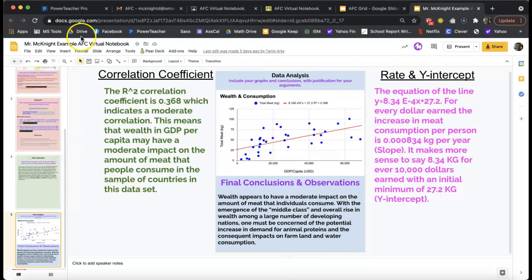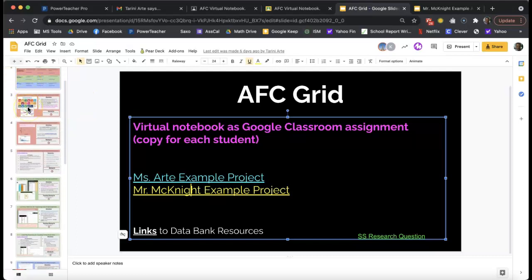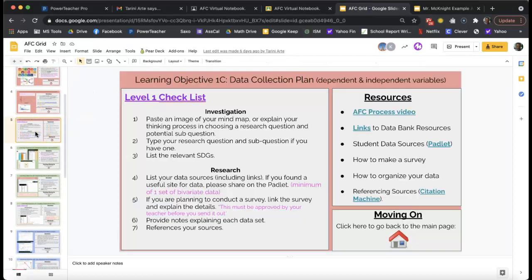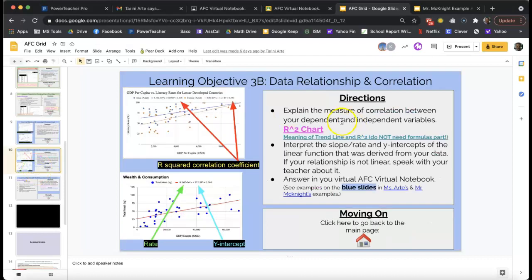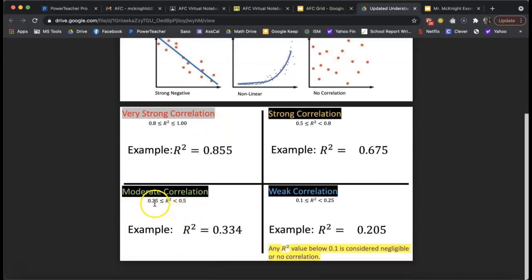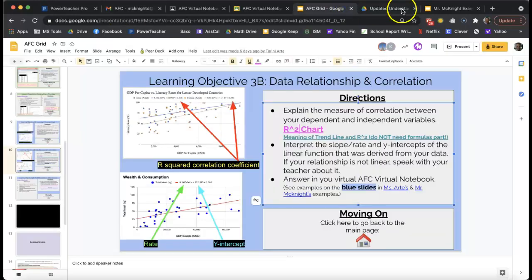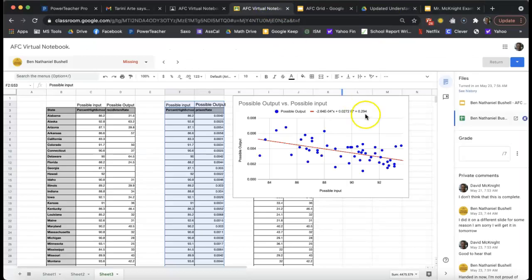Let's go back down to where the grid is. Oops, that's not the grid. Here's the grid. If you go to this part here, that's where you're going to find this citation machine, which could help you out. And then let's go to where the R-squared chart is. The R-squared chart tells you how strong your correlation is. Visually this is what it looks like, and I'd say yours is maybe moderate or weak. Where's your value? So 0.25, I think yours was 0.29, so I think yours does fall into the moderate correlation. Let's just look at it again. Right, 0.294, so it is considered a moderate correlation. You can see it there.